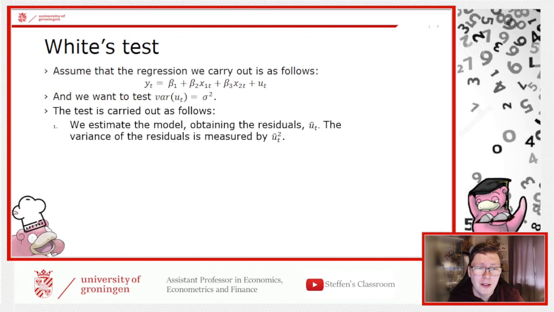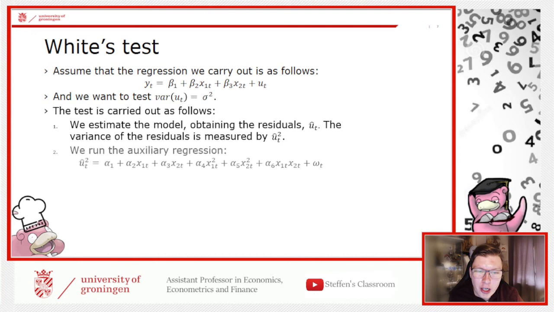So first, what you do is the simplest step. You simply just estimate the model. We estimate the given model that you see, and we obtain the residuals, because of course we estimate it. The thing we then do is generate the squared residuals. So once you obtain the residuals, you just calculate their squares. So you put it to the power 2, basically. Once that is done, you go on to step 2.